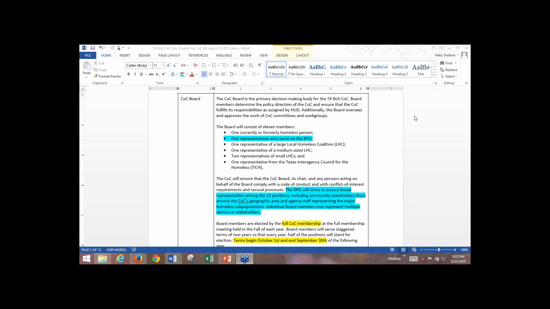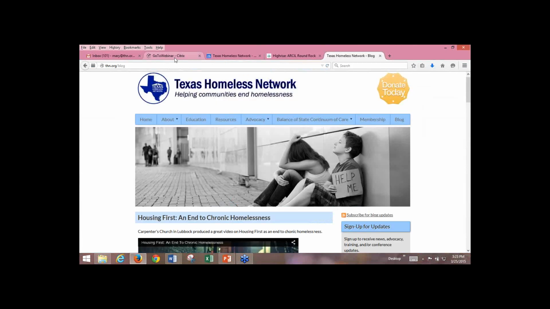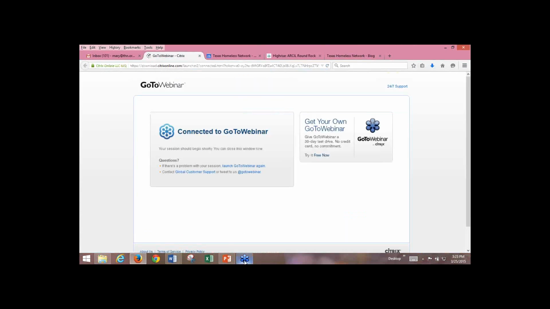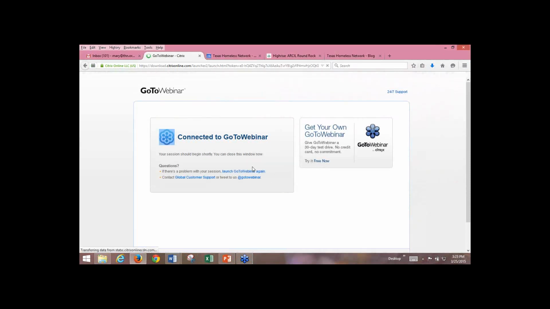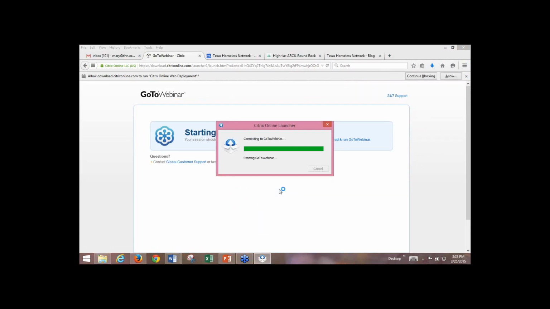I'm going to go ahead and make sure the agenda's up. So that is the first item that we're voting on. The second one is the MOU for the COC lead agency, and it's the MOU between our Texas Balance of State Continuum of Care Board and our Texas Homeless Network Board. Let me just state that our Texas Homeless Network Board met last month, and they voted to approve this MOU. They signed it. So now it comes to our COC membership for vote.